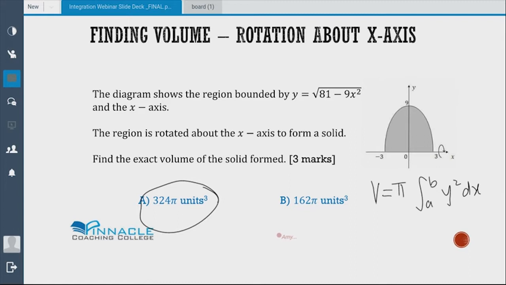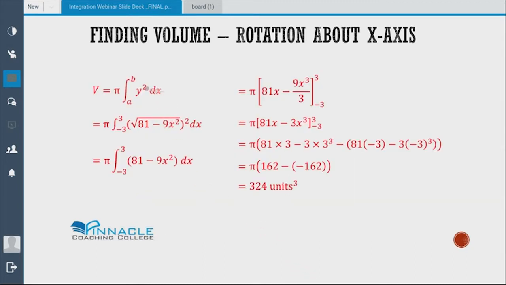All right, so this one's also based on a HSC question, actually. This one's very similar to one from last year. Let's take a look. So first, you need to square the function. If you square this function, you end up with 81 minus x squared. Once you've done that, it's just a matter of performing integration on that.